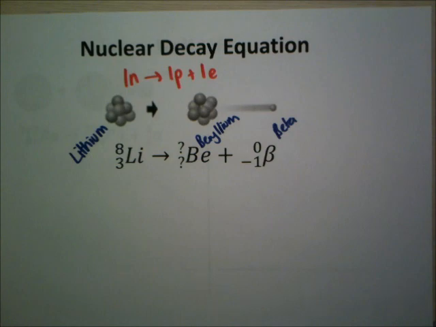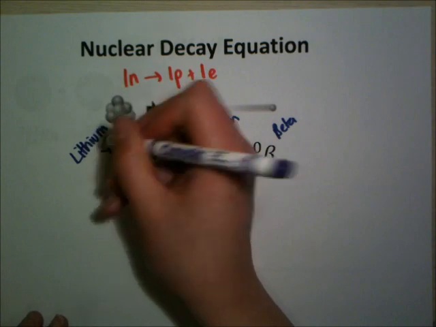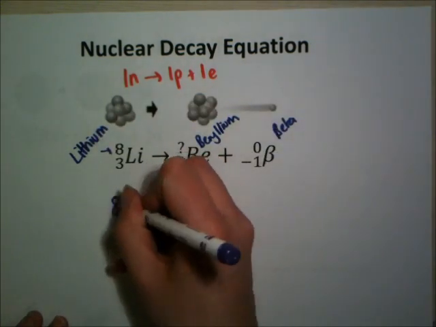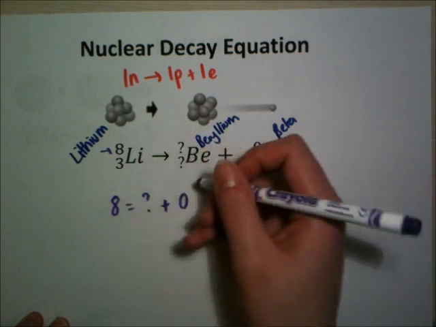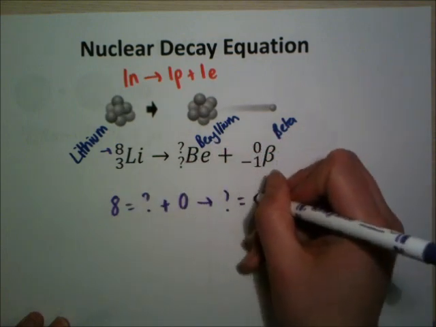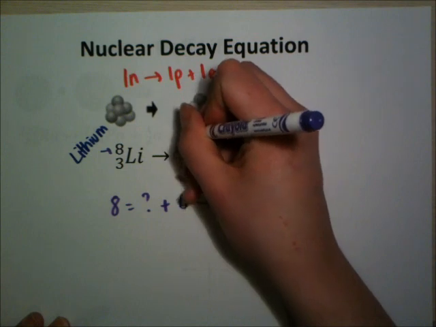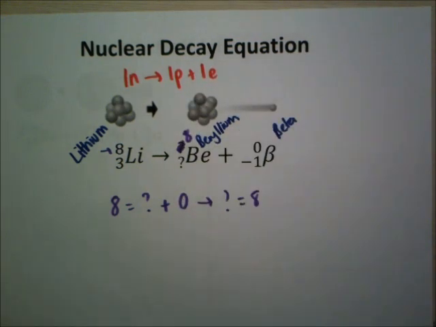So the same rules as before apply. The mass number, this one here, has got to stay the same. So 8 is equal to a number plus, we can see that as 0. Now we know that if that's the case, the question mark must equal 8, because the number of protons and neutrons doesn't change and there's no difference for a beta particle.